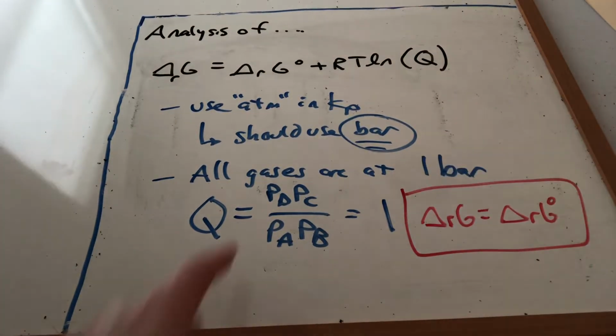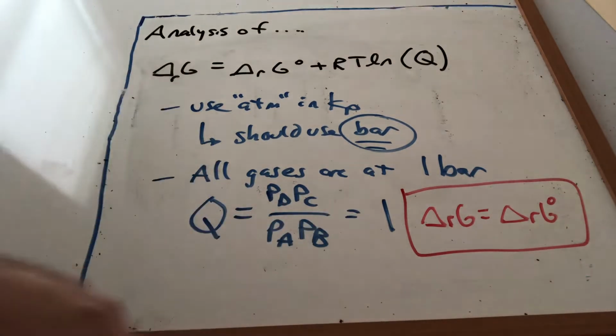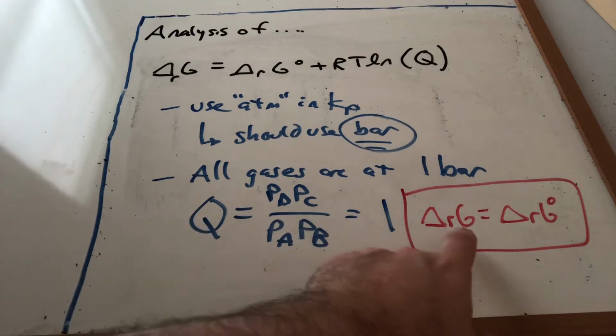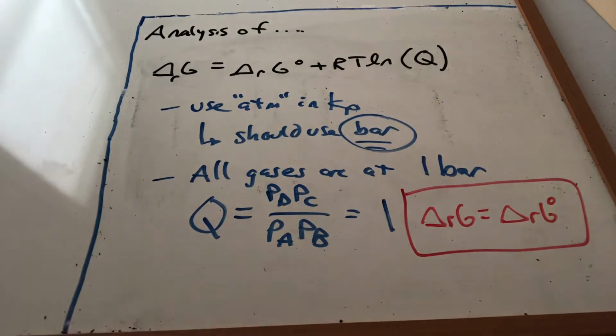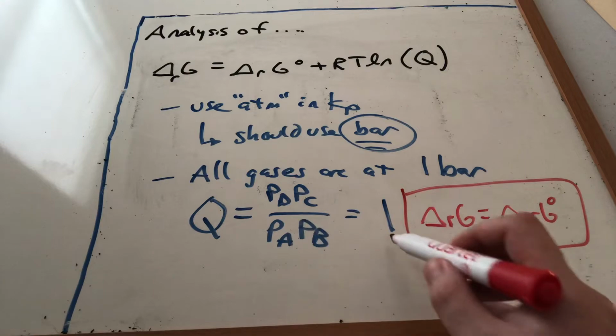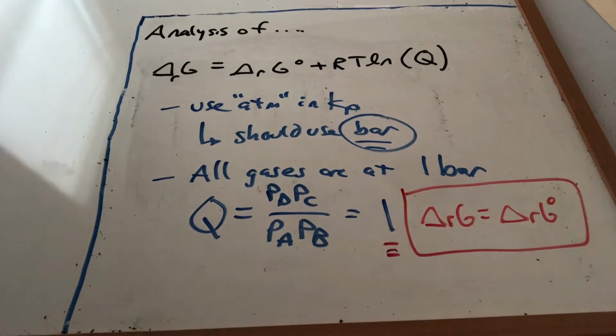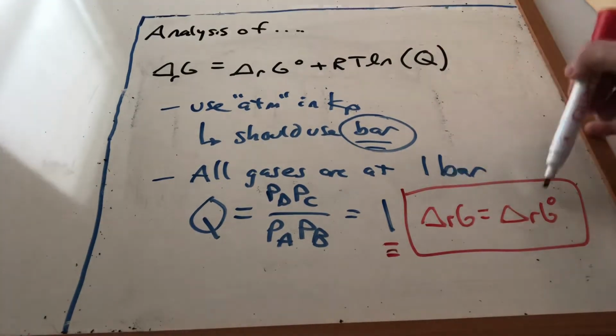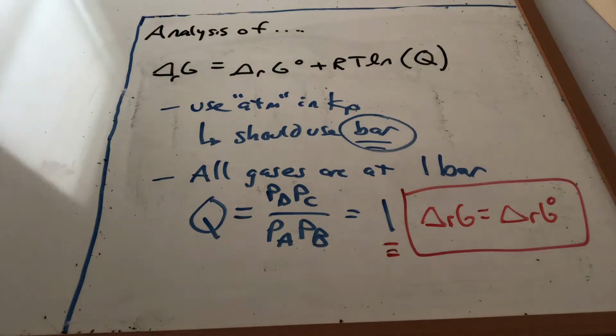Under these situations, with all these pressures, we start off a chemical reaction where everything's a gas, they're ideal gases, and everything's measured at 1 bar. Well, that is the definition of standard conditions. So it's really important to realize that when I put those values in here and I get a Q of 1, a reaction quotient of 1, this recovers my standard information.